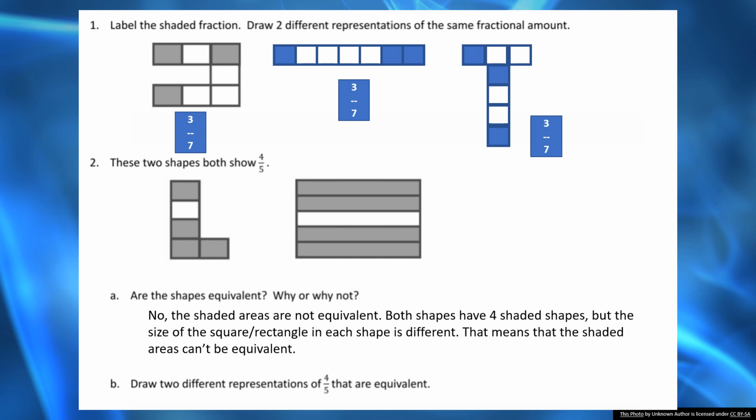So we need to draw two different shapes. Both of them need to represent 4/5, and the objects that we use need to be about the same size. So my models are going to look like this. This is my first one. I need 5, and 4 of them have to be shaded. So my first one's pretty basic, right? So I have 1, 2, 3, 4, 5 squares, and 4 of them are shaded.